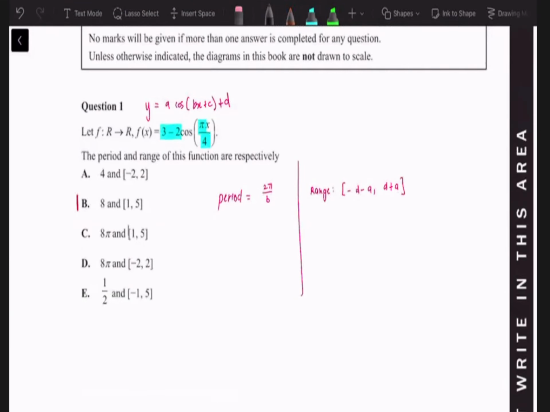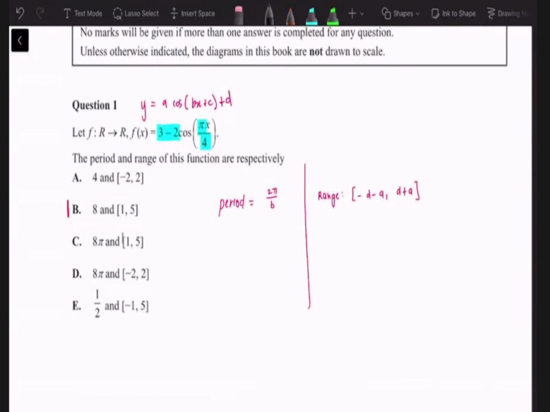So, multiple choice. For this question, it's just period and range. We know the general function of a cos graph is this one. And the period would just be 2 pi on b. So b is this part. That's pi times 4 if you split the fraction. Then the pi's cancel and you just get 8.